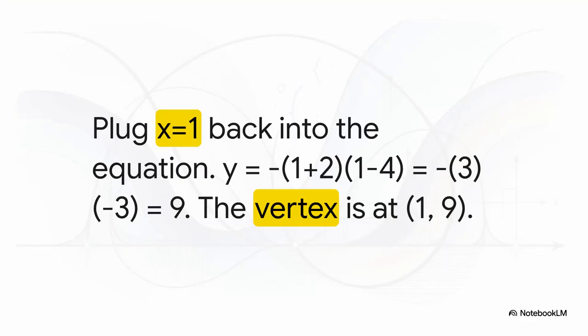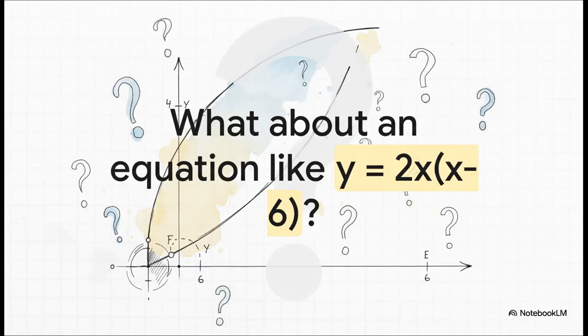And for our final step, let's find that vertex. We already know the x-coordinate is 1, right? So we just plug that value back into our original equation. We get negative (1 plus 2)(1 minus 4). That simplifies to negative 1 times 3 times negative 3, which gives us a positive 9. So the highest point of our parabola, the vertex, is at (1, 9). Done! Okay, you ready for another one?